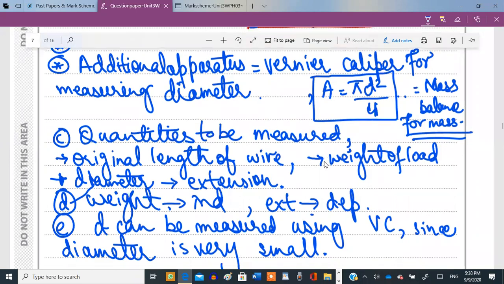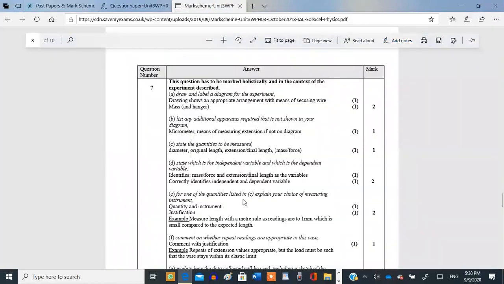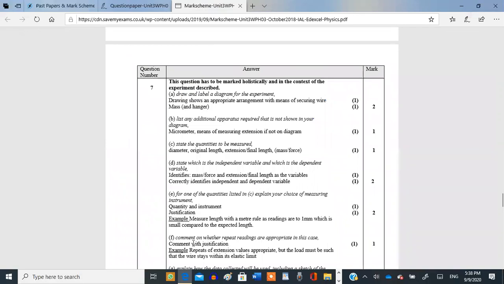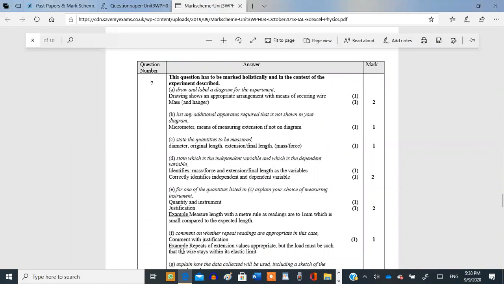Independent variable needs to be repeated. Does not need to be repeated. This D, no need for the repetition. But if you do repeat it, there's no harm, but there is no need actually. Let's see what they wrote over here. Justification, measure the length, comment on whether repeated values are appropriate, but the load must be such that the wire stays within the elastic limit. This is just a comment. So they've given you one example. You can say that repeats are needed, or you can say the repeats are not needed.